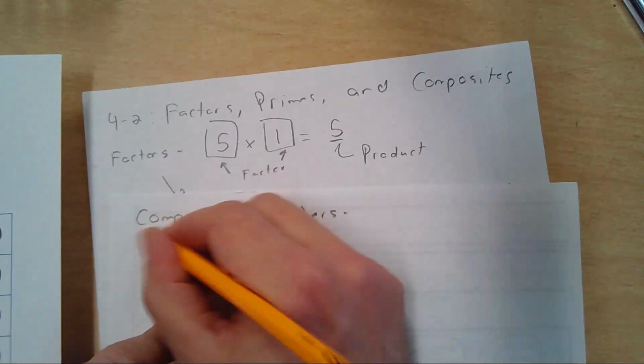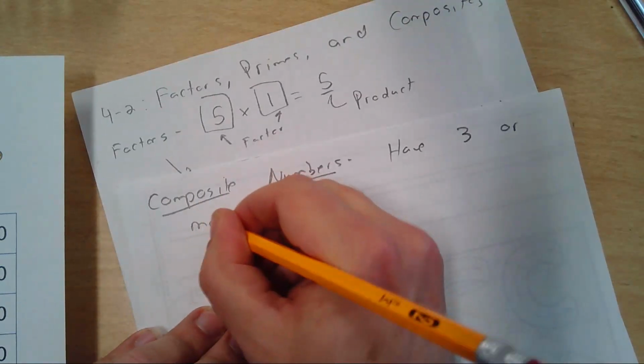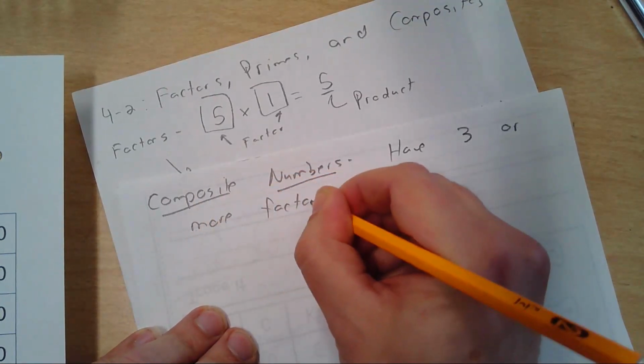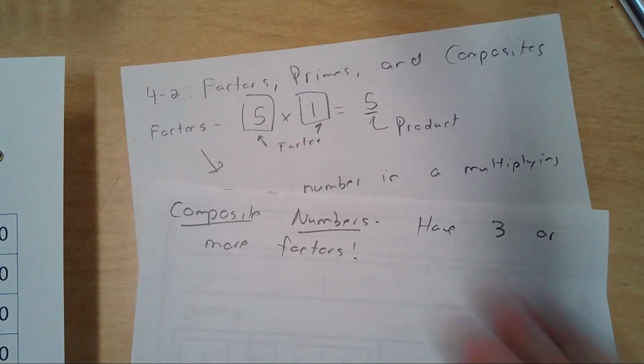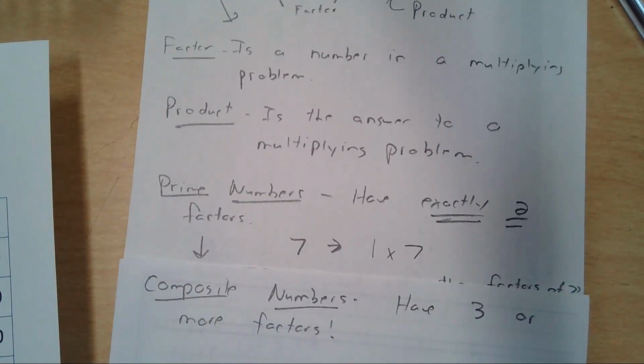Composite numbers have 3 or more factors. And that's what separates prime from composite numbers. Being able to differentiate between them is a big deal. It's a major deal because we're going to be doing prime factorization here in just a little bit. And we do this every year. It just gets bigger numbers. The process never changes, but the numbers get larger. But 3 or more factors.